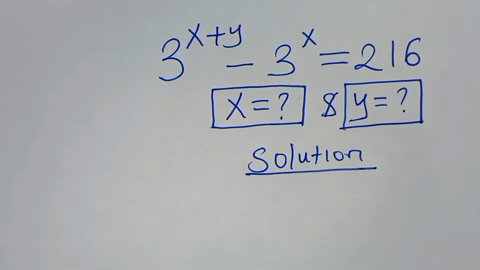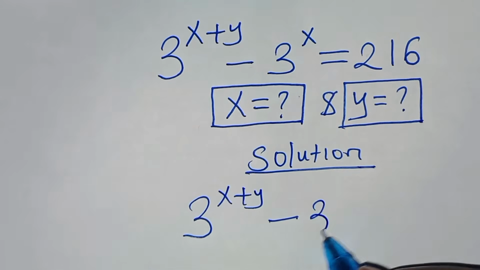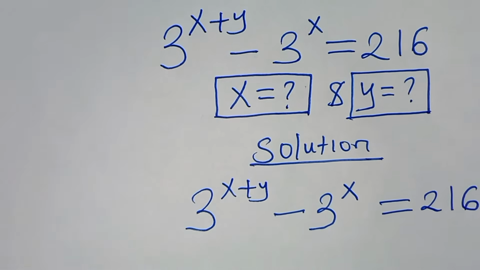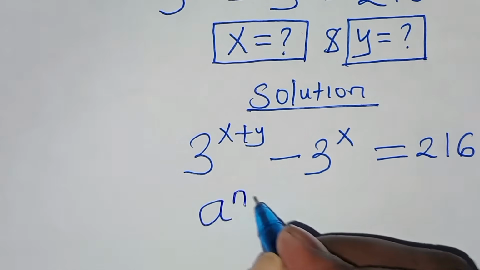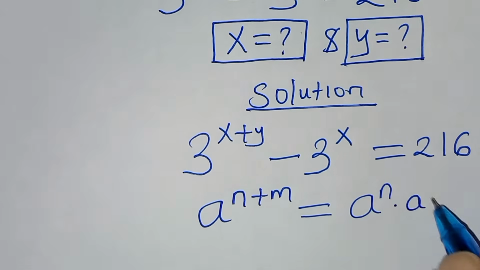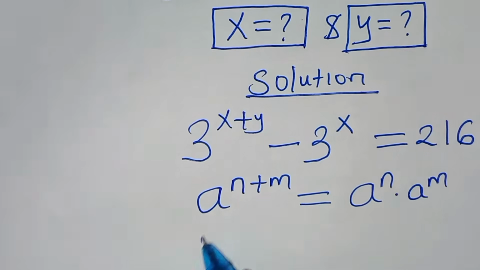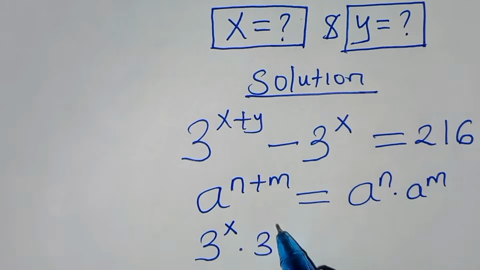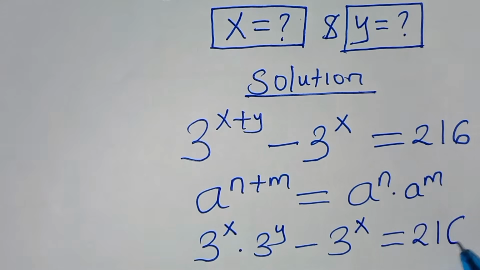From what we have here, we have 3 to power x plus y, subtract 3 to power x. This is equal to 216. So 3 to power x plus y is in the form of a to power n plus m, which you can express as a to power n multiplied by a to power m. Applying this exponent property, 3 to power x plus y becomes 3 to power x times 3 to power y, subtract 3 to power x. This is equal to 216.